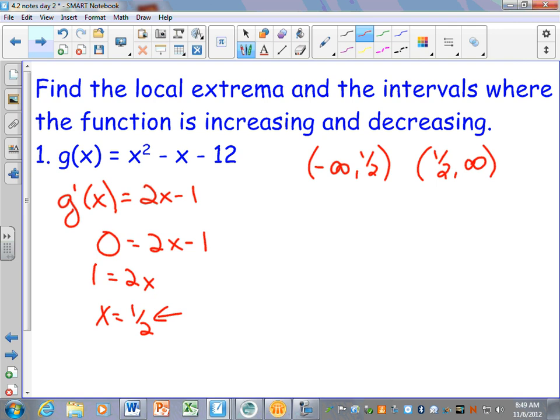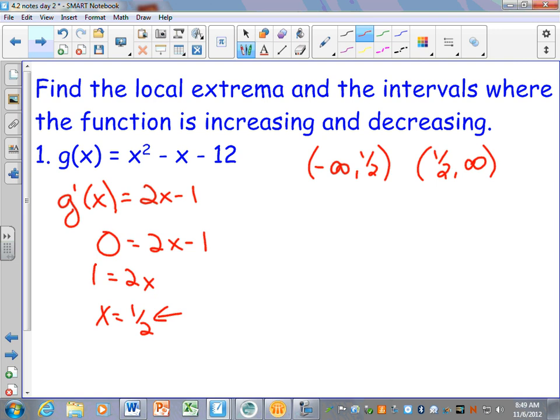We can include them. It's kind of this whole big debate in calculus. Do you include the endpoints or you don't include the endpoints? I don't like to include them because what is the derivative when x is 1/2? What is the derivative? 0. So is it increasing or decreasing at 1/2? Do you agree that it's 0 at 1/2? Does that make any sense what I'm saying there?